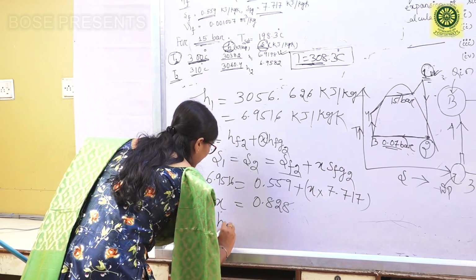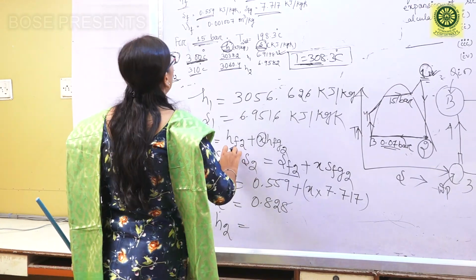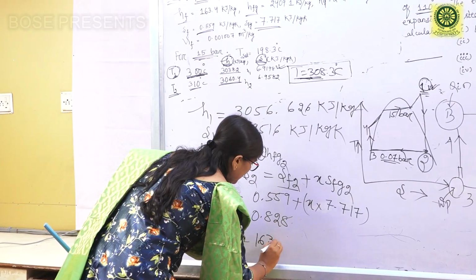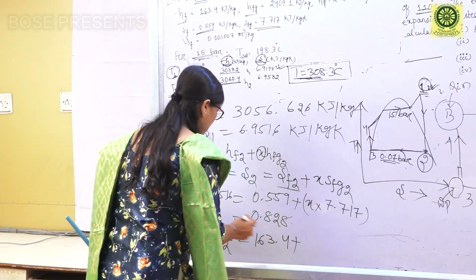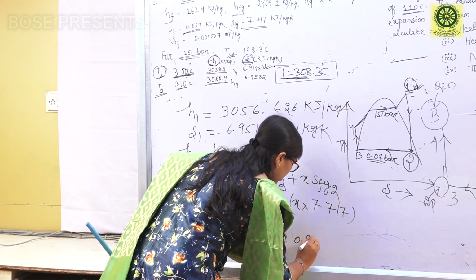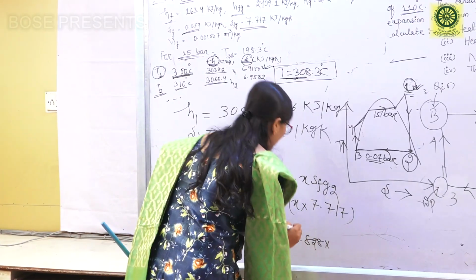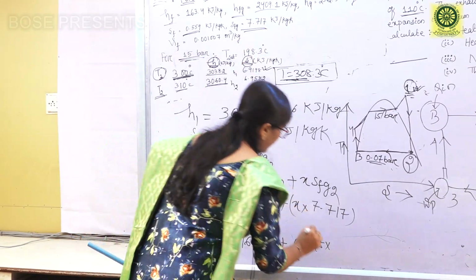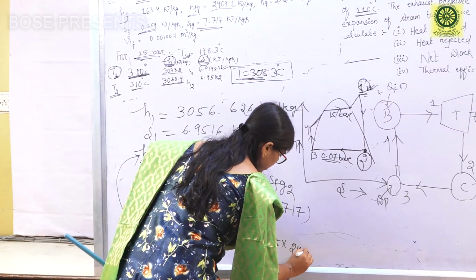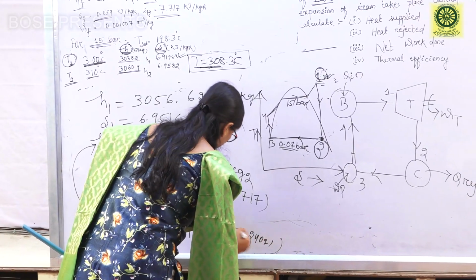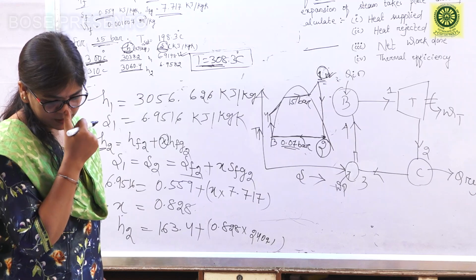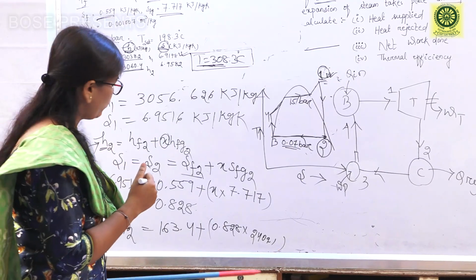Then I can put this dryness fraction value in your enthalpy. So I can find out HF2 is how much? 163.4 plus X, which is 0.828, into HFG2, which is 2409.1. Okay. Just calculate this and you are going to get 2158.135.